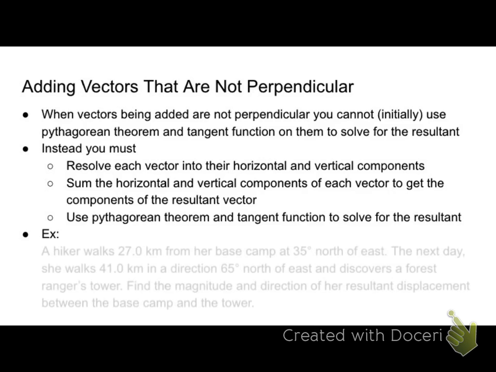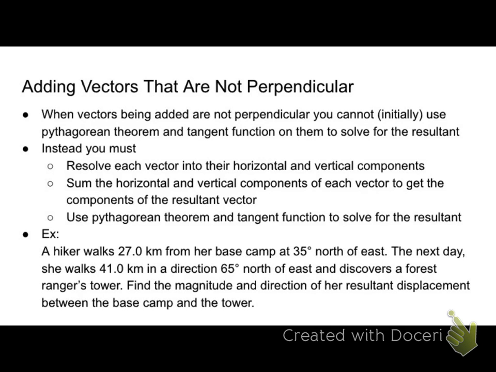Here's our example. We have a hiker, and they walk 27.0 kilometers from their base camp at an angle of 35 degrees north of east. Then on the next day, they walk 41 kilometers in a direction that's 65 degrees north of east, and they discover a forest ranger's tower. Find the magnitude and direction of the resultant displacement between the base camp where they start and the tower where they end.